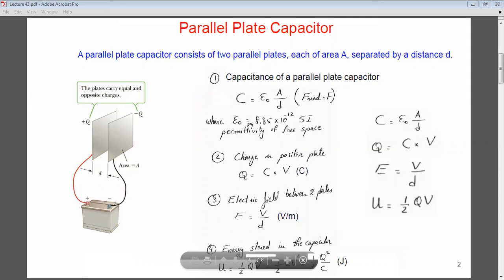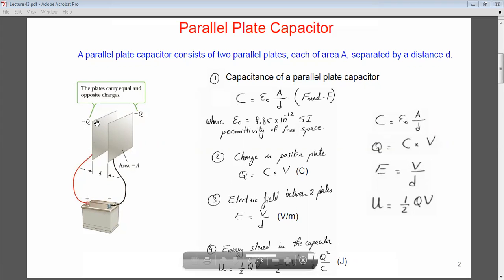Epsilon here is the permittivity of free space. It's a constant number. Its value is 8.85 times 10 to the power minus 12 SI unit. Also, what we have to know is that this Q, that is the charge on each plate, is equal to the capacitance that we have just calculated times the V across the battery. So if the capacitance is increased, this Q is increased. If the voltage is increased, the Q is increased.